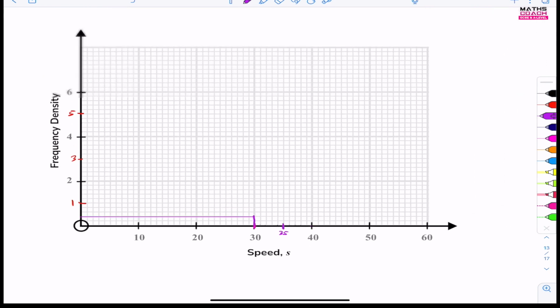Okay, so we're going to go up to 4.4. So up to 4.4. Let's get our ruler. So 4 there, 4.2, 4.4 right there. Do the same on the other side. Go across. There we go.